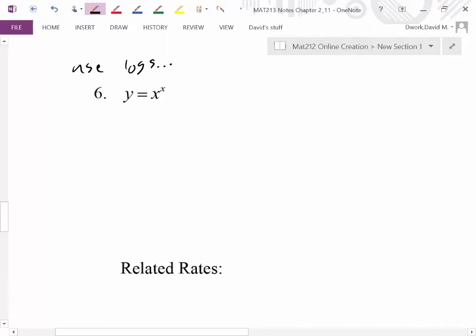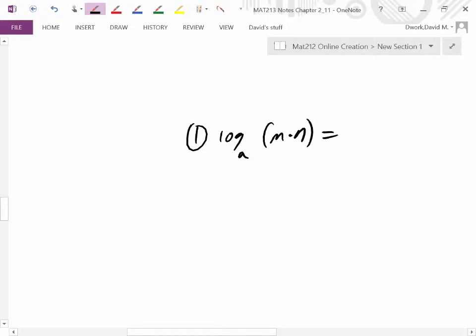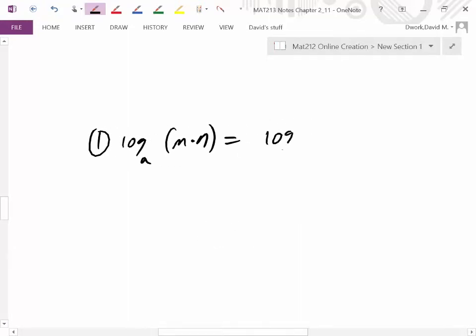So we need to remember our log rules, and there's the 3 of them. I'll refresh them at the speed of light right now. Rule number 1: if I have log base A of m times n, there we go, then that can be rewritten as log base A of m plus log base A of n. So no matter what the log's base is, if the input is multiplying, then I can break it up into 2 separate logs and have them adding.